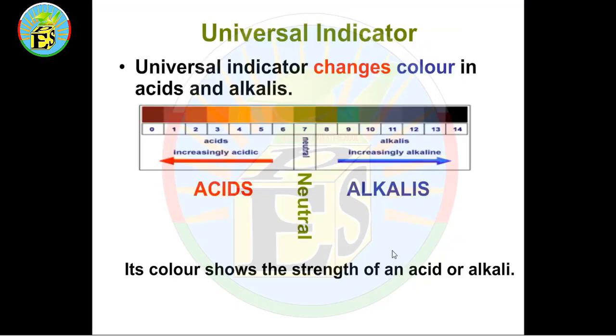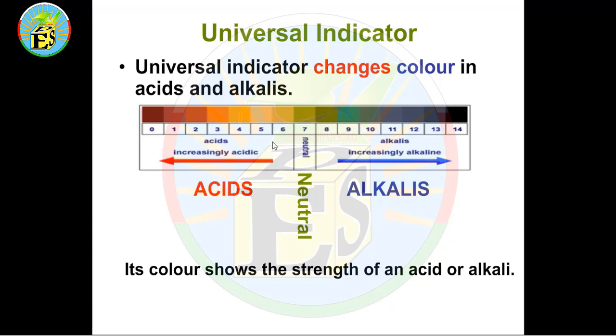This is a universal indicator. Universal indicators change color in acids and alkalis. The universal indicator scale starts from 0 and ends at 14. 7 is neutral, like water or milk. Acids go from 6 to 0.